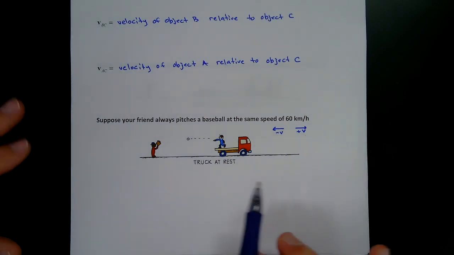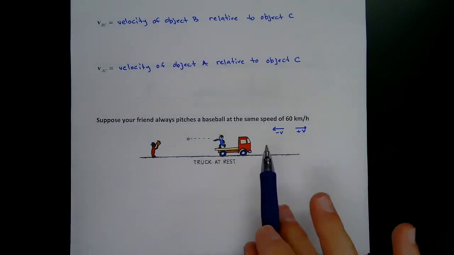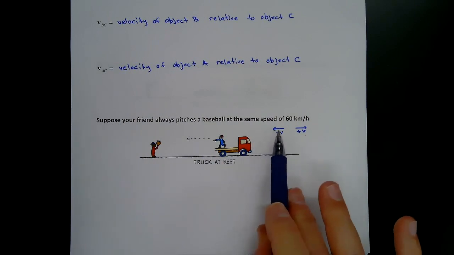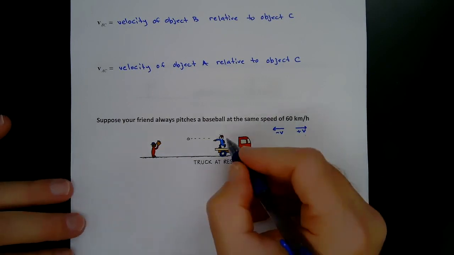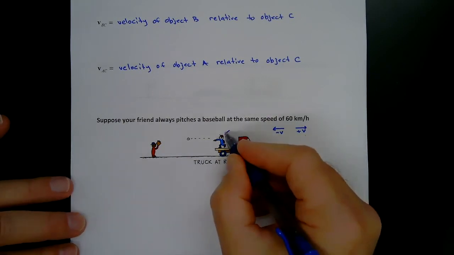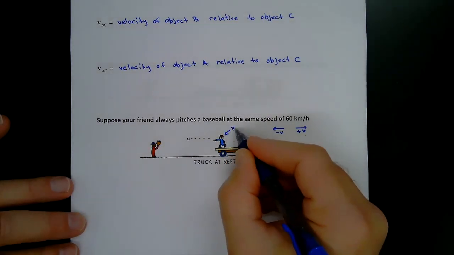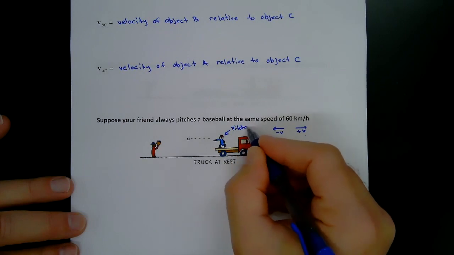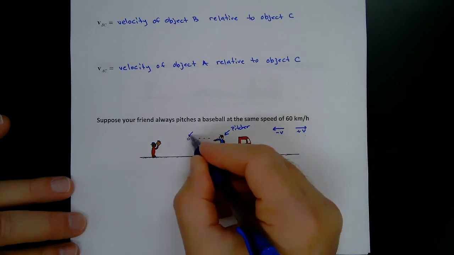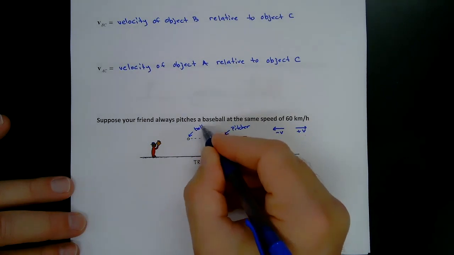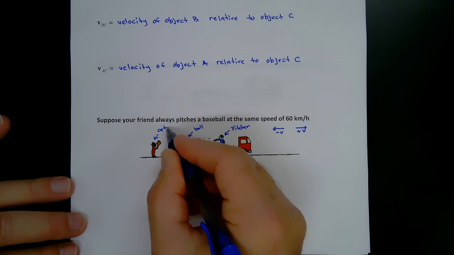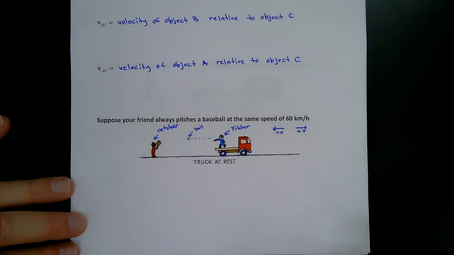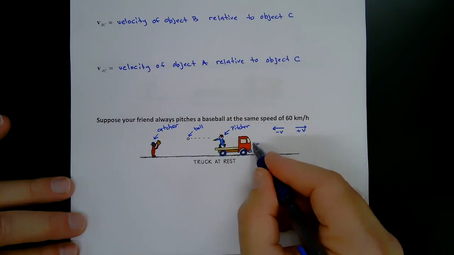So here we go. Suppose a friend always pitches a baseball at the same speed of 60 kilometers per hour, okay? So I'm going to call this person right here the pitcher. And this is the ball. And this is the catcher. Okay, and obviously this is the truck.